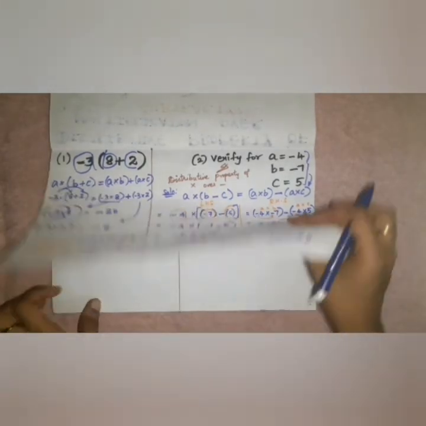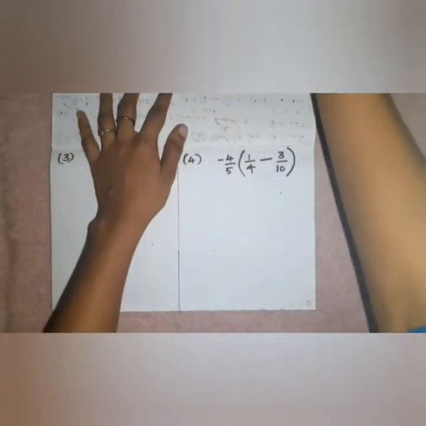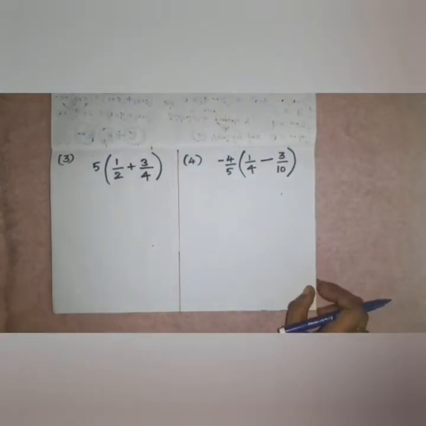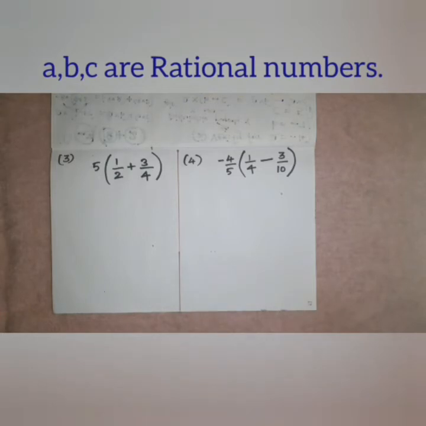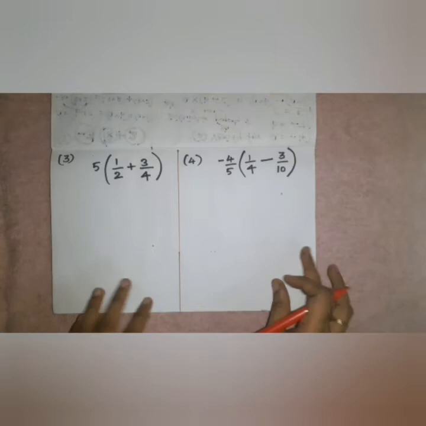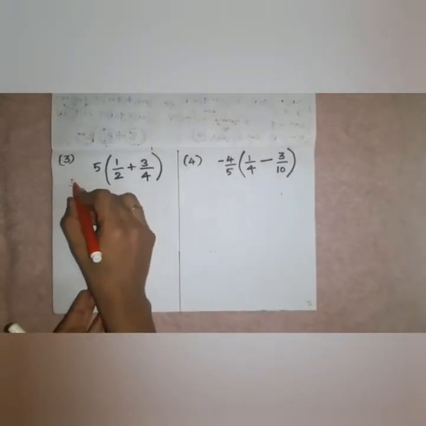We have done with integers. Let's do it with rational numbers. I'm going to try it with rational numbers now. So A, B, C are rational numbers here. For the first sum, I take A to be 5, B to be 1 by 2, and C to be 3 by 4.